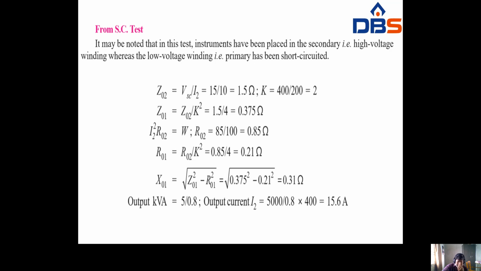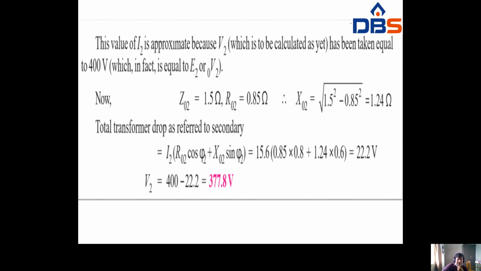Therefore, the output current is equal to KVA by voltage multiplied by power factor. I2 is equal to 5000, since it is a 5 KVA, 5000 by 0.8 into 400, that is 15.6 amperes, right?